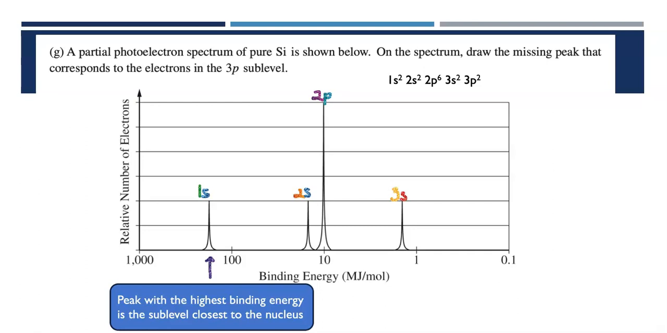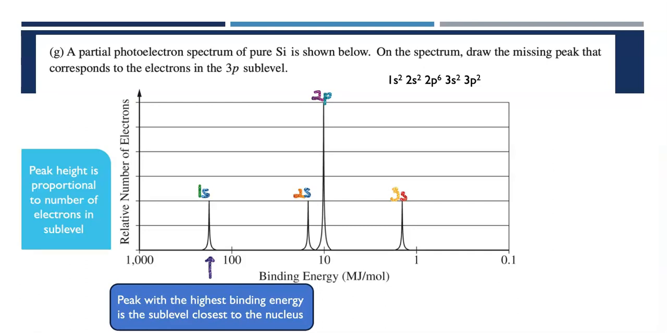The peak height, of course, is proportional to the number of electrons in that sublevel. And that's why the 2p peak is 3 times as tall as the others. So we know the 1s orbital with those 2 electrons is the amplitude that we need, because we have 2 electrons in our 3p sublevel.